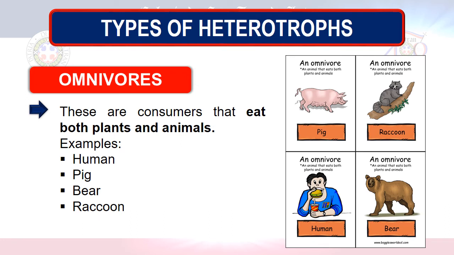Next, we have omnivores. Omnivores are animals that eat both plant and animal derived food. In Latin, omnivore means to eat everything. Humans, bears, and chickens are examples of vertebrate omnivores. Invertebrate omnivores include cockroaches and crayfish.